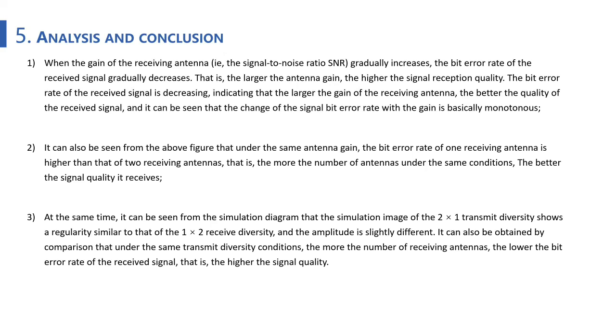It can also be seen from the above figure that under the same antenna gain, the bit error rate of one receiving antenna is higher than that of two receiving antennas. That is, the more antennas under the same conditions, the better the signal quality received. At the same time, it can be seen from the simulation diagram that the simulation image of 2 by 1 transmit diversity shows a regularity similar to that of 1 by 2 receive diversity, and the amplitude is slightly different. It can also be obtained by comparison that under the same transmit diversity conditions, the more receiving antennas, the lower the bit error rate of the received signal. That is, the higher the signal quality.